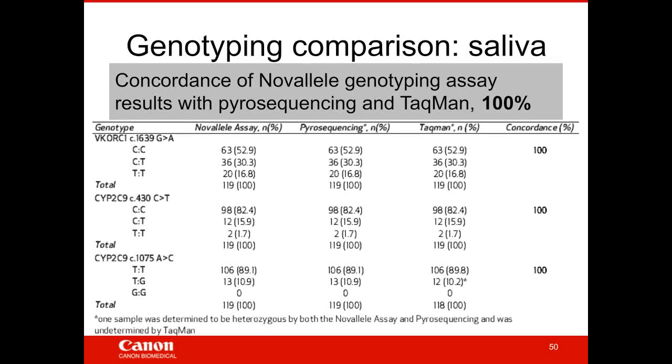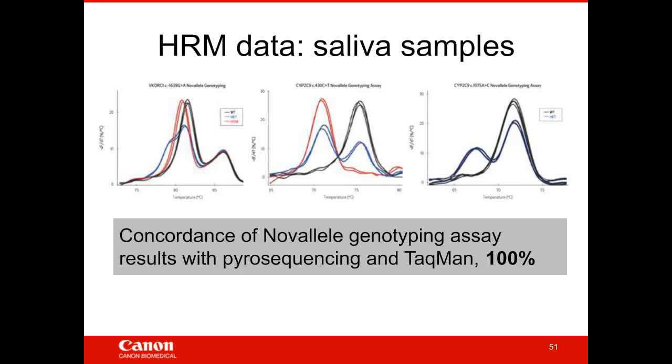This slide shows the concordance in the saliva samples. Again, TaqMan failed to determine one of the samples. This time, however, it was a heterozygous CYP2C9*3 sample. The overall concordance in saliva was 100% with three methodologies.